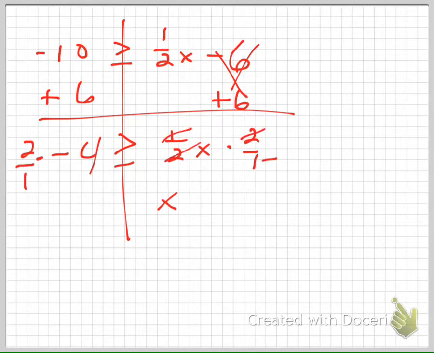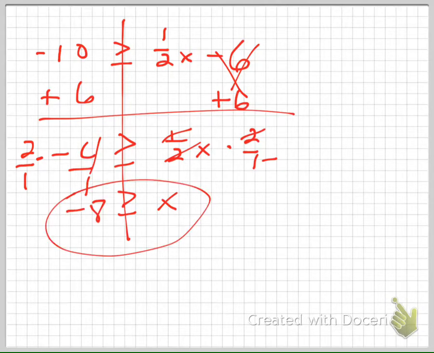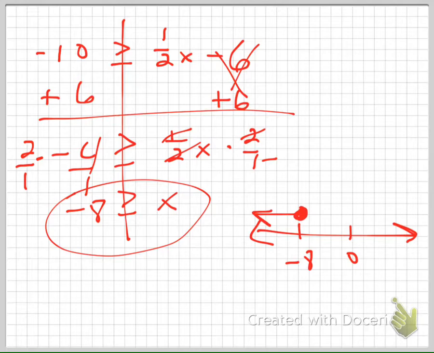Do I need to flip the sign? No, because I'm multiplying by a positive, right? So still like that. 2 times negative 4 is negative 8. So, how do you read that? Good. So then I go like this. 0, negative 8, less than or equal to, solid dot, less. There we go, that way. How many of you got that whole thing right? Thank God. Okay. That is really it.